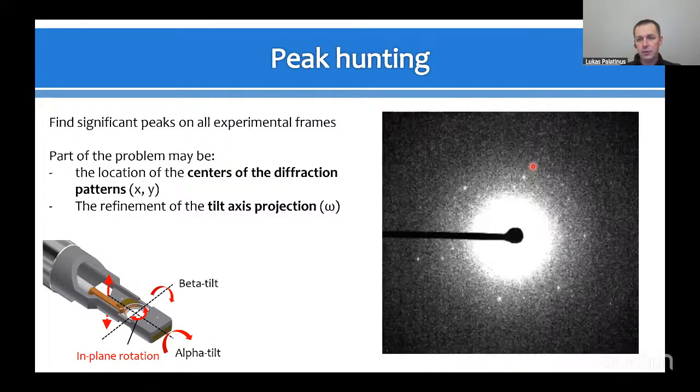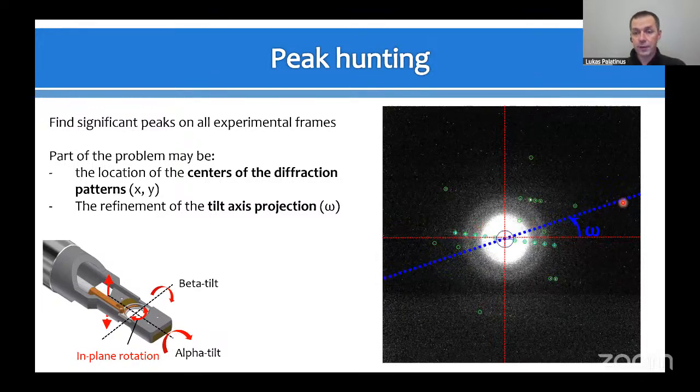But if you have a pattern like this with a beam stop that covers the center, it may be a bit of a challenge. And the second challenge is to find the projection of the rotation axis. On X-ray diffractometers, this is mechanically stable. The rotation axis is always the same and can be calibrated. Essentially, it's not moved. In 3D ED, the position of the rotation axis may depend on the settings of the microscope, and it may change from experiment to experiment.